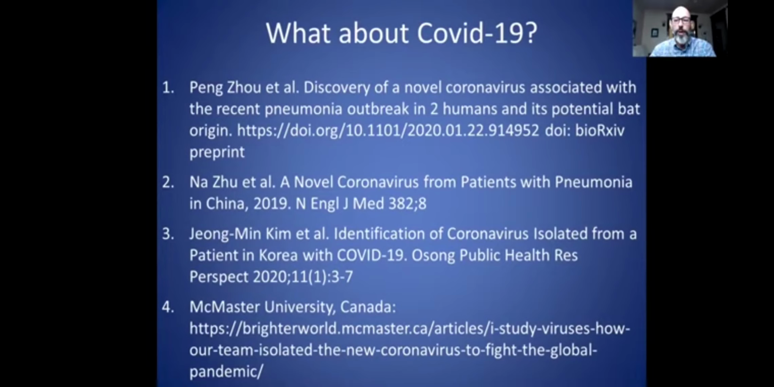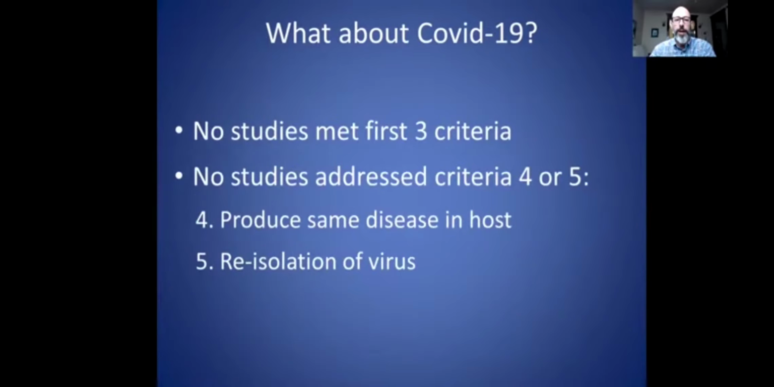So these are the three papers that have been published. And then the fourth one is a group from Canada that has reported to some news media that they have also isolated this COVID-19 virus, but they have not published yet. So there's much less information about their specific methods, but there was enough to know what's going on. So let's look at, out of what I found, none of the studies met the first three criteria.